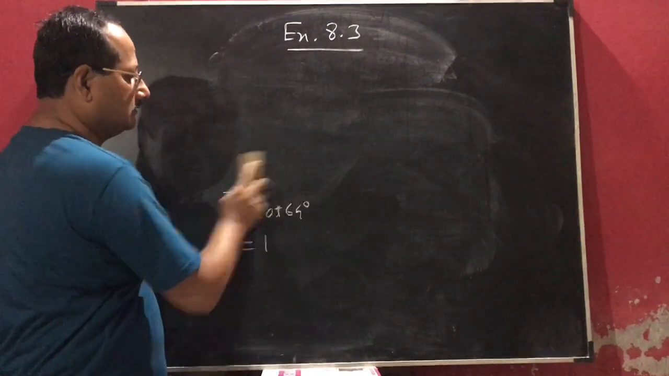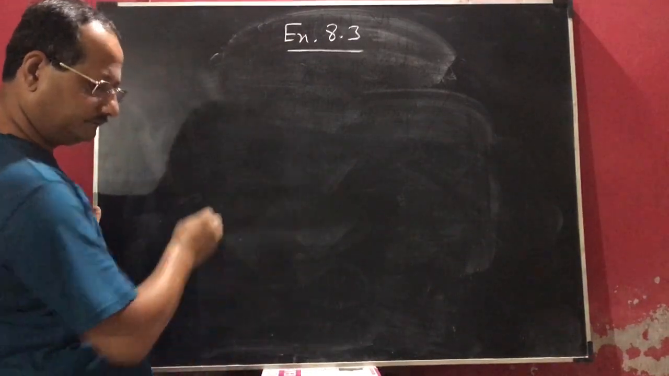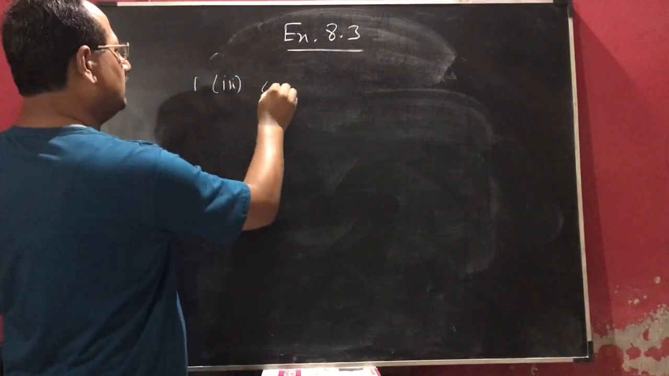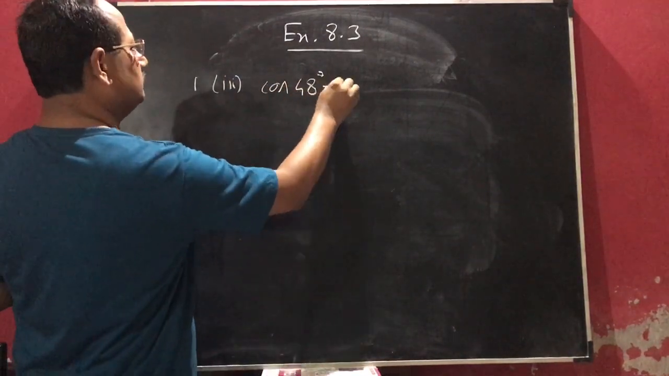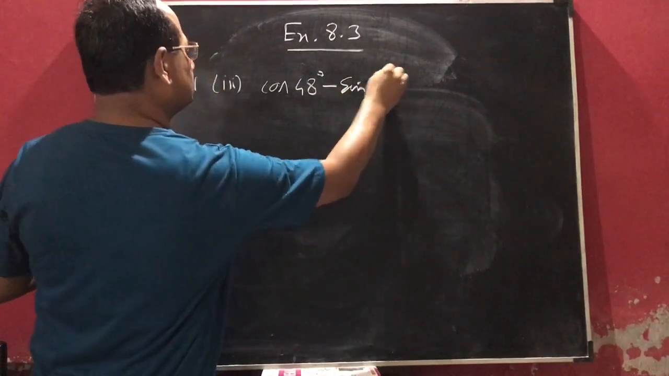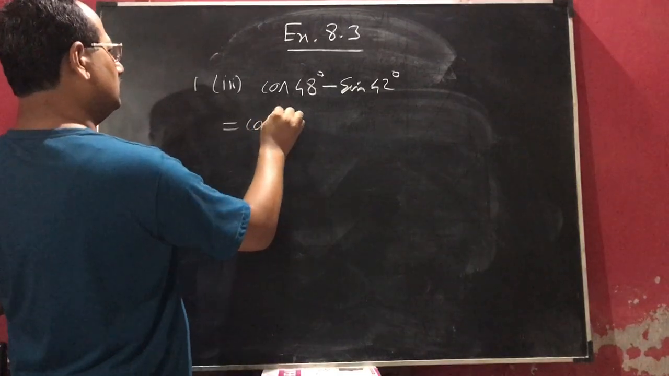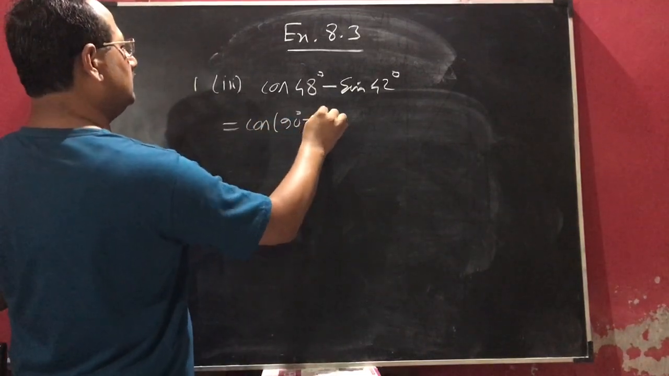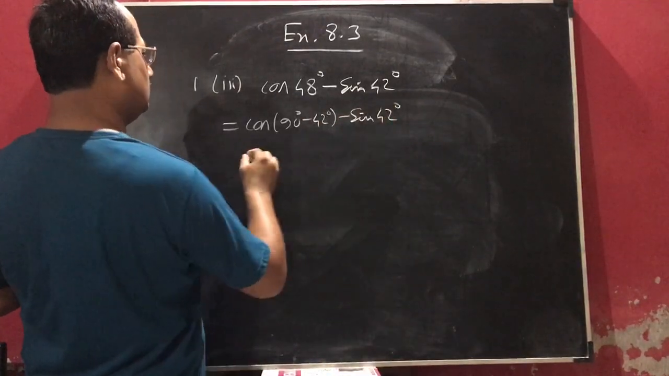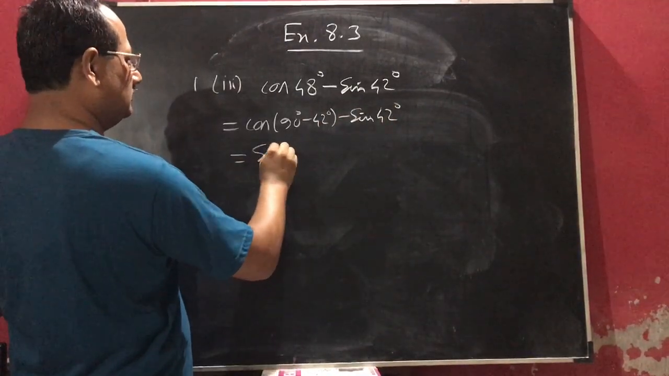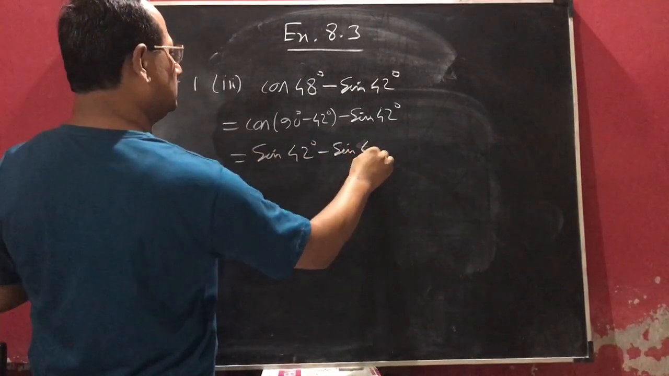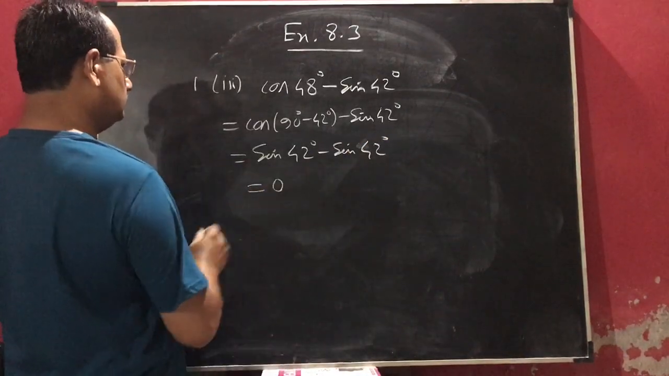Now question number 3: cos 48 degrees minus sin 42 degrees. That is cos of 90 minus 42 degrees minus sin of 42 degrees. That is equal to sin 42 degrees minus sin 42 degrees, which is equal to 0.